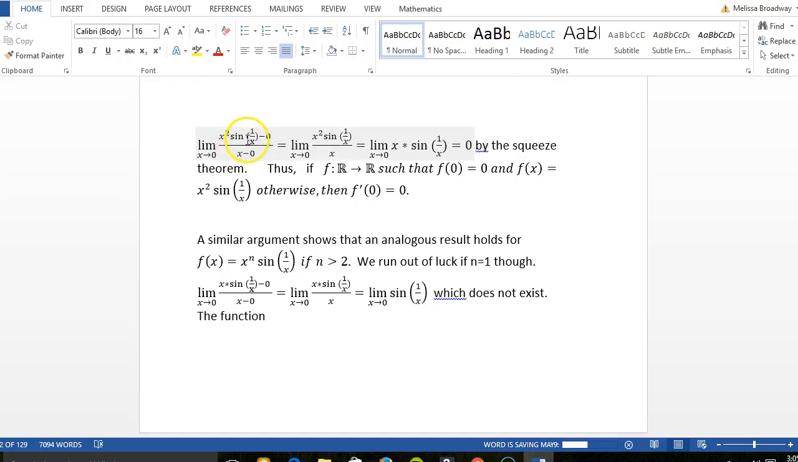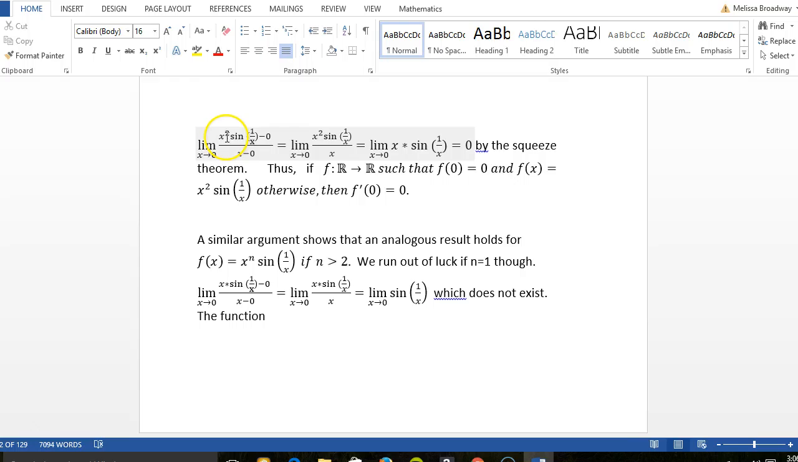This guy right here, the limit as x goes to 0. Now, sine of 1 over x is a wild guy by himself as x goes to 0, but x squared is going to dampen him greatly. So the limit as x goes to 0 of x squared sine 1 over x. Now, we got a hunch. We're going to define our function f such that f of 0 equals 0, okay?